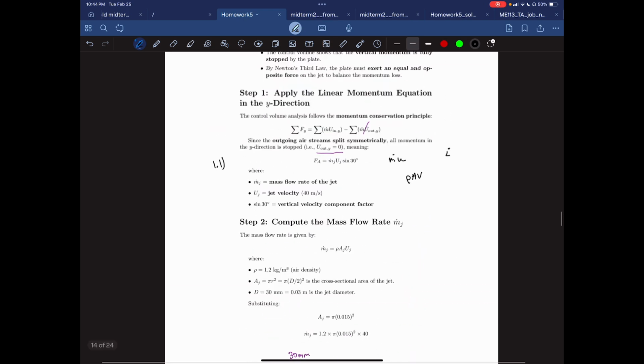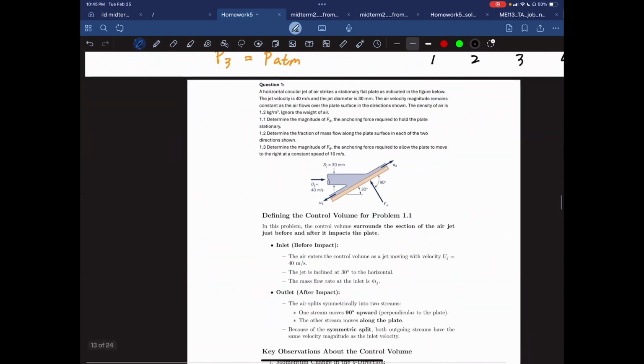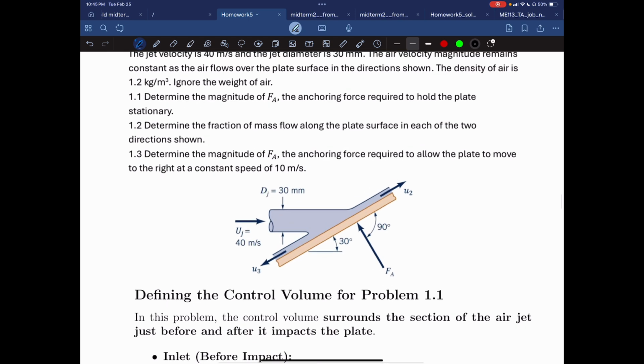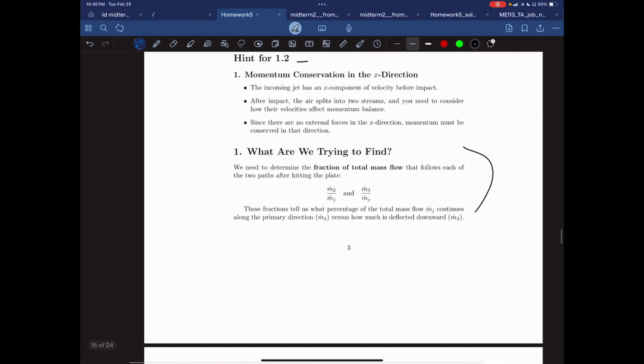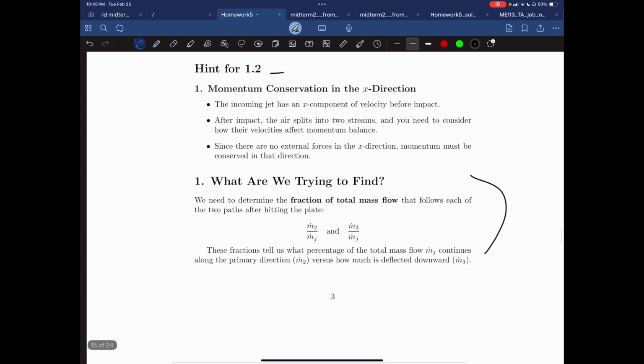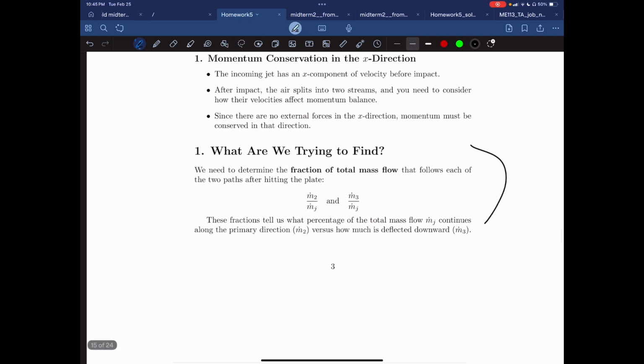What does it mean to determine the fraction of mass flow along the plate surface? So that means since there is an even split and it splits into 2 streams, you're going to have total mass flow that follows each of those 2 paths after hitting the plate. So it's going to split, and you have m2 in terms of mj and m3 in terms of mj, basically.